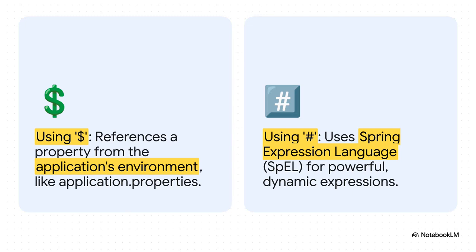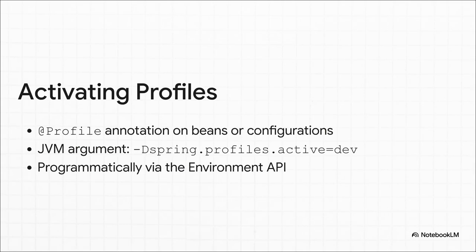A really common way to customize things is by injecting values from a properties file using the @Value annotation. Now you'll see 2 different symbols here. The $ syntax is the one you'll use 99% of the time. It just grabs a value straight from your application.properties file. The hash symbol, on the other hand, unleashes the crazy power of the Spring Expression Language, or SpEL. It lets you do things like perform calculations or even call methods right there in the annotation. Pretty powerful stuff.